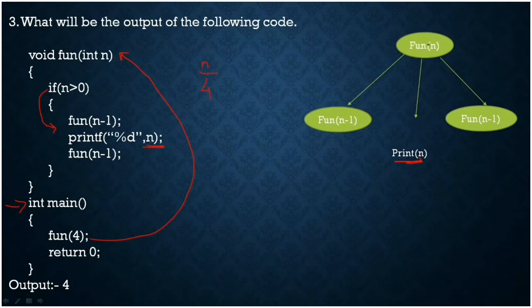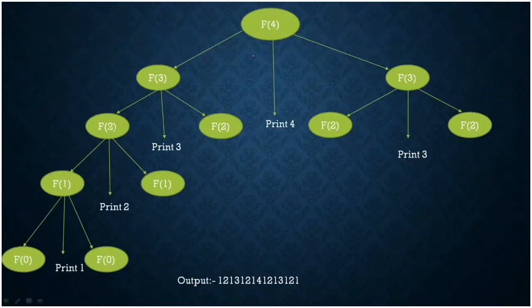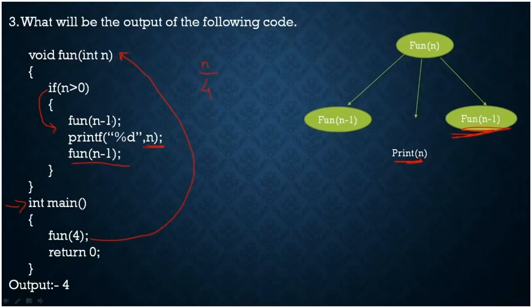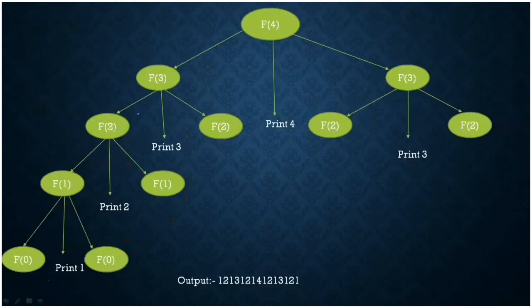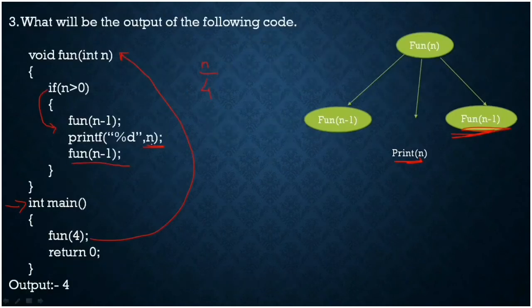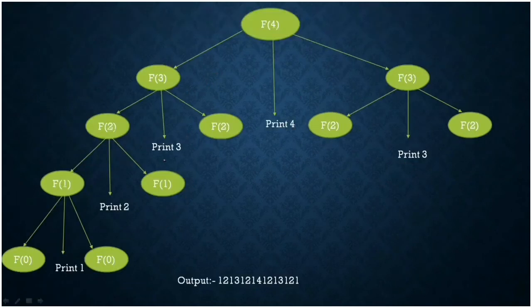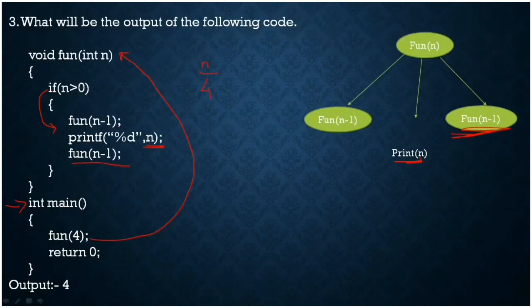So here fun of 4 calls fun of 4 minus 1, that is fun of 3. 4 is printed here, and again fun of n minus 1 is called, meaning 4 minus 1, that is fun of 3 will be called. Just see it once, you will understand. F of 4 is there. It calls f of 3. It prints 4 and f of 3. Again this function will be called, f of 4 minus 1, f of 3. From this again f of 3 will be called.